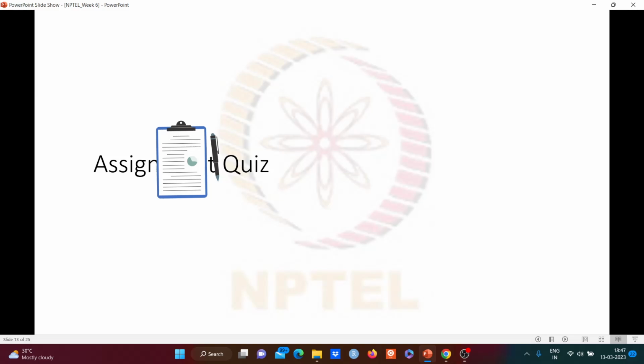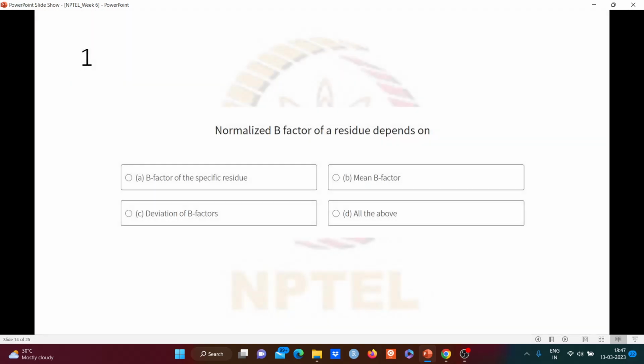Okay, moving forward, here is the first question. The normalized B factor of a residue depends on the B factor of a specific residue, mean B factor, or deviation of B factors, or all of the above. Here we are moving on to the assignment. You can answer these questions using the chat box.